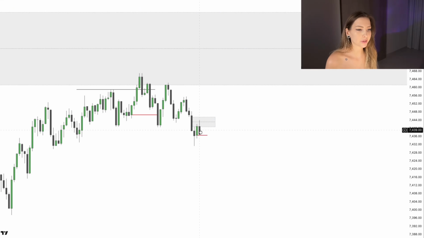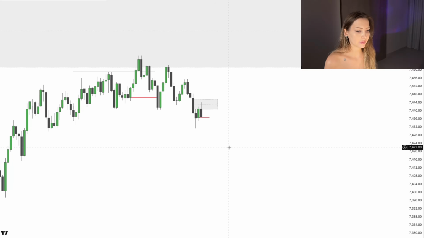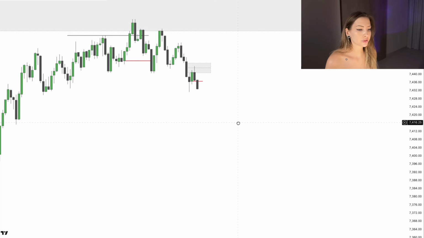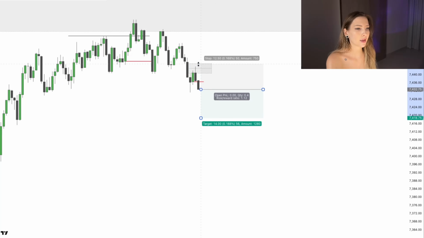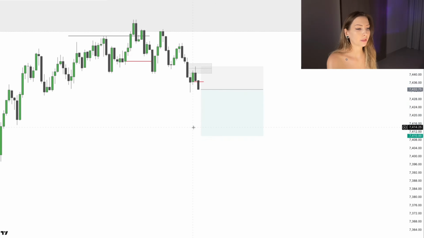What I want to see here is price to close below the series of up-close candles that created the new high. So we don't have it yet, and now we have the closure. Once I'm seeing the closure, I can place my entry, stop at the highs, targeting our minimum, and you can see that we get there.